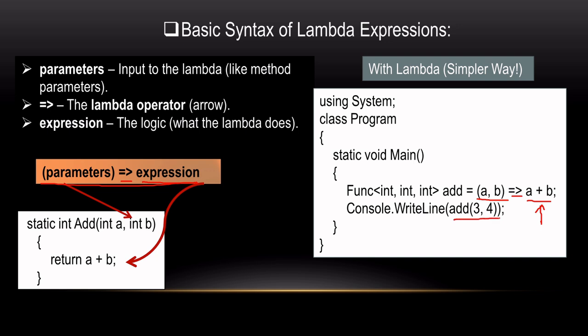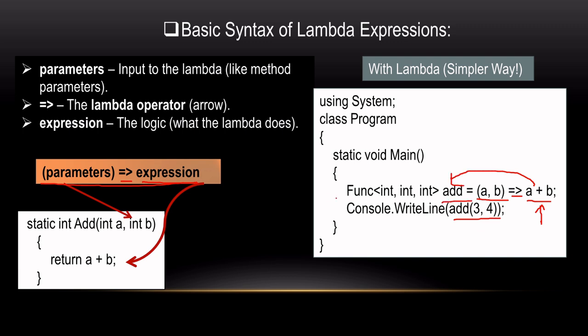When we call the add method and pass 3 and 4 as input parameters, A and B receive 3 and 4, and the lambda expression does the addition A plus B, and the result is saved in the add variable.